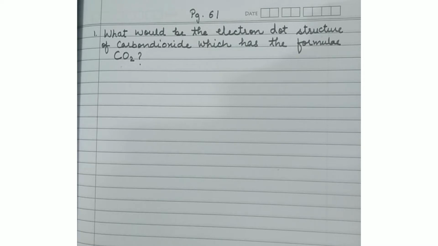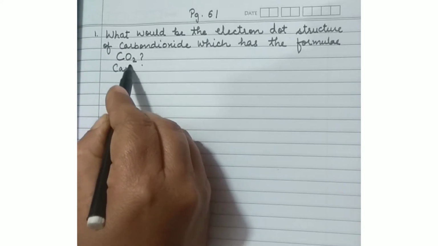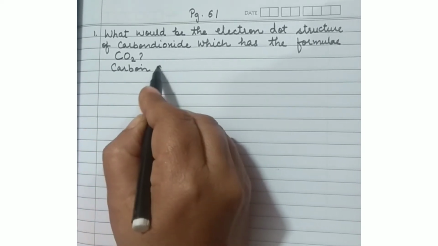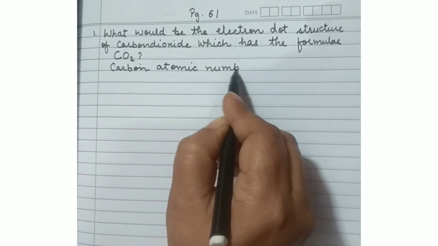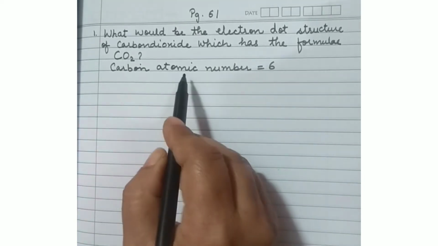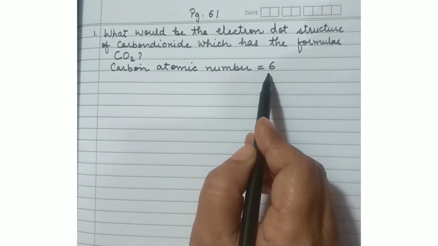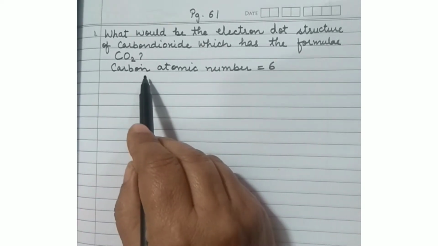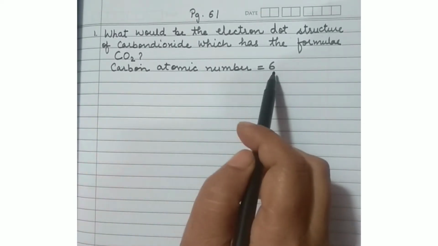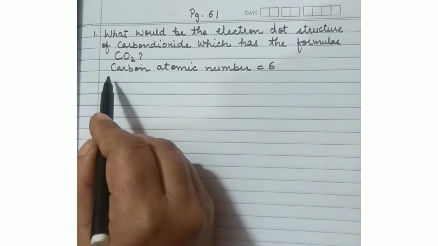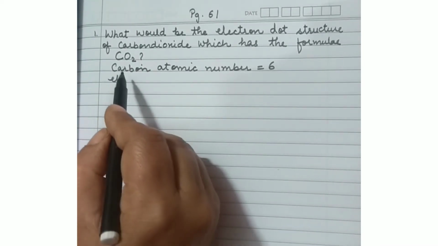In this question you have to write down the electron dot structure of carbon dioxide. As you know, carbon atomic number is 6. What is atomic number? Number of electrons or protons present in an atom. That is known as atomic number. So what is the atomic number of carbon? It is 6.